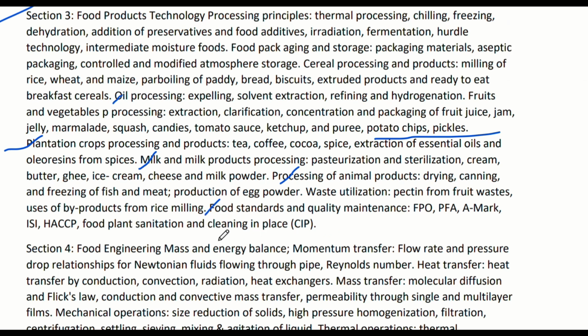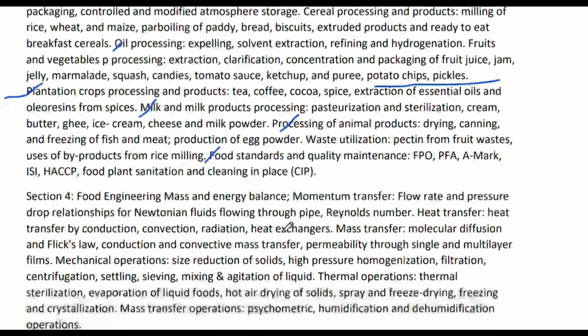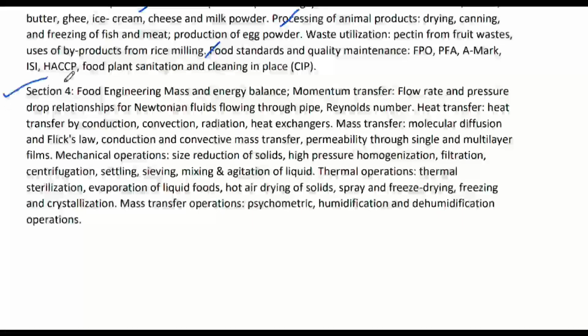Food standards and quality maintenance: FPO, PFA, AGMARK, ISI, HACCP, food plant sanitation and cleaning in place (CIP). Section 4, Food Engineering: mass and energy balance; momentum transfer, flow rate and pressure drop relationships for Newtonian fluids flowing through pipe, Reynolds number. Heat transfer by conduction, convection, radiation, heat exchangers.